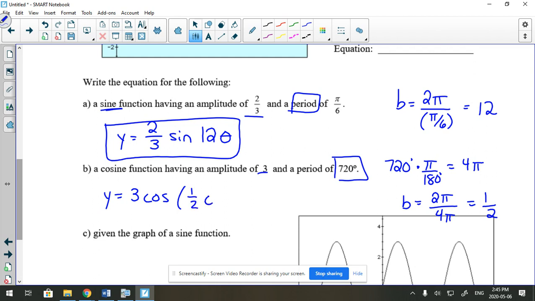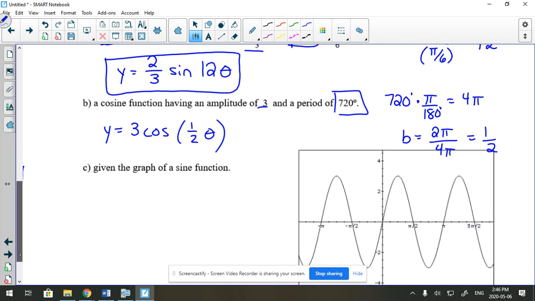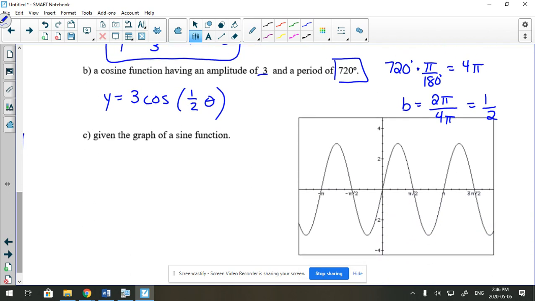And so now you know your b value is a half. And that one's done. I'll do the next one too because it's a graph now, which is a little different again. It tells us it's a sine function. So I know that much. And then now we need to figure out all our little bits, okay? So we need to figure out what A is, what D is, and what B is.